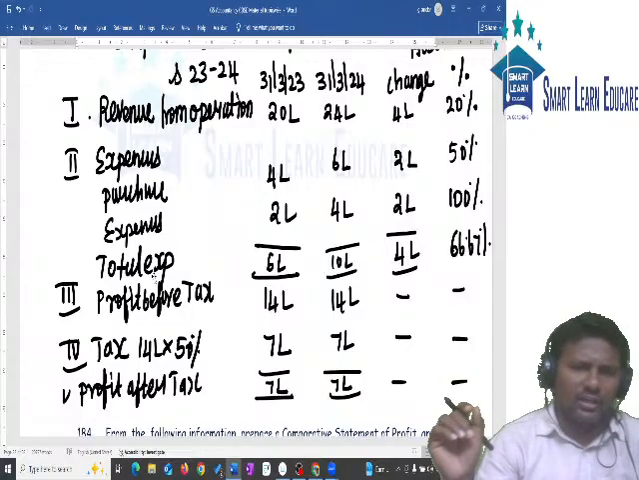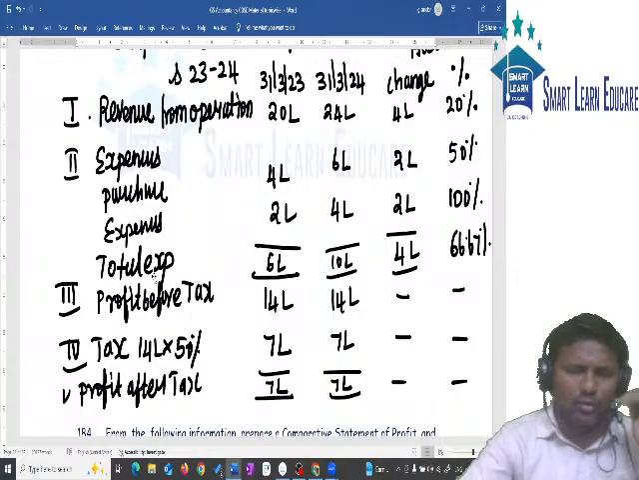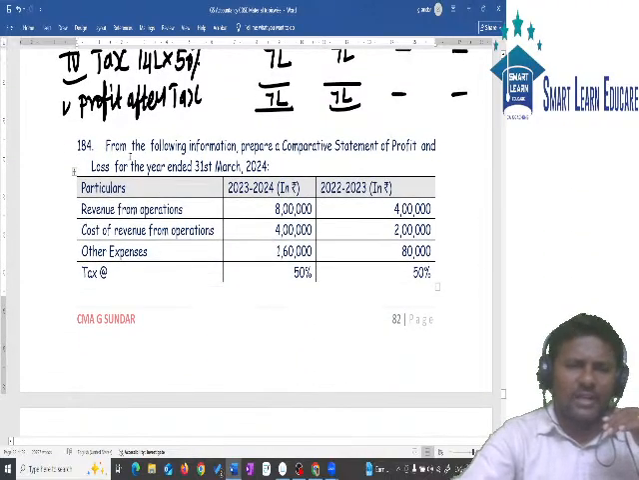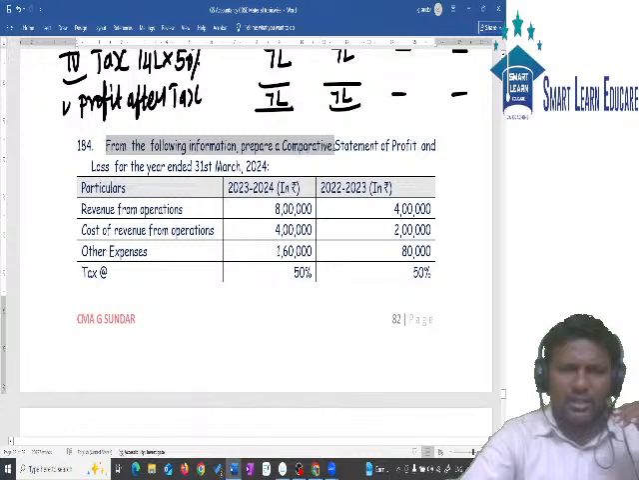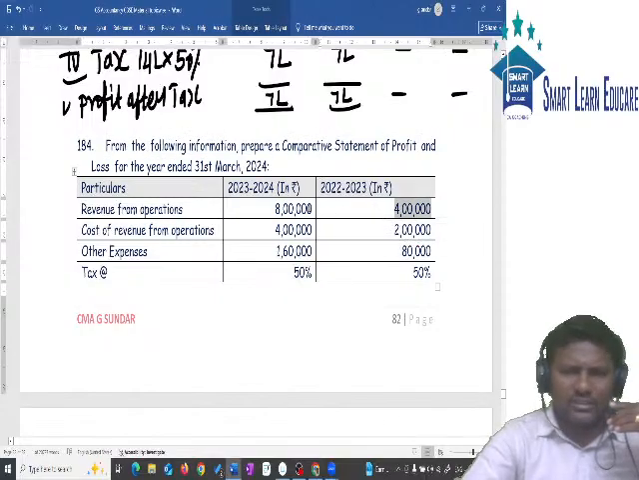This is the comparative income statement. One more question we will do for practice. Take question number 184, same like the last one. From the following information, prepare comparative statement of P&L. Revenue from operation: last year it is 4 lakh, this year it is 8 lakh. So increase is 4 lakh.